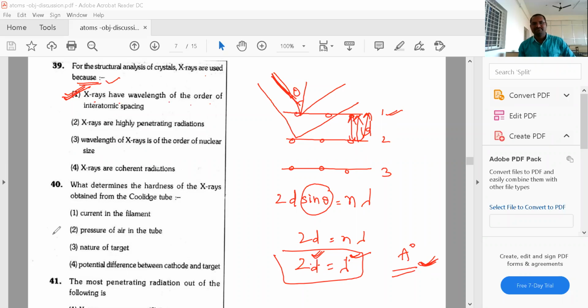So the first option is right. X-rays are highly penetrating radiations. This is correct, but this is not the reason for structural analysis of crystals. Wavelength of X-rays is of the order of nuclear size, wrong. Nuclear size is 10 to the power of minus 15 meters, but X-rays are 10 to the power of minus 10 meters. It is wrong. X-rays are coherent sources? No, how can we say X-rays are coherent? Many wavelengths will be there in X-rays. Coherent means same frequency and same wavelength. So the first option is the right answer. Got it, students? Understanding?